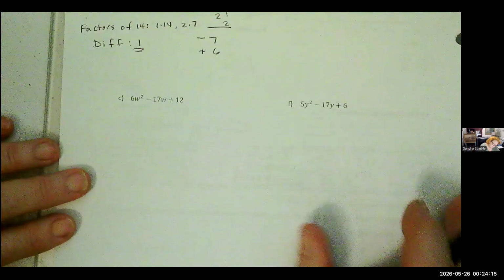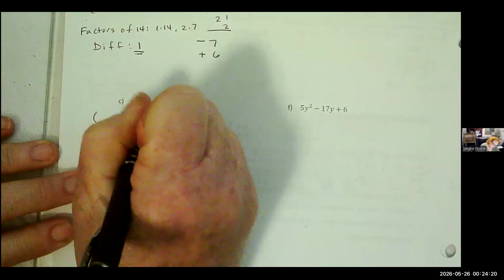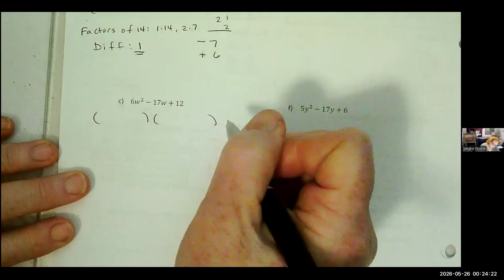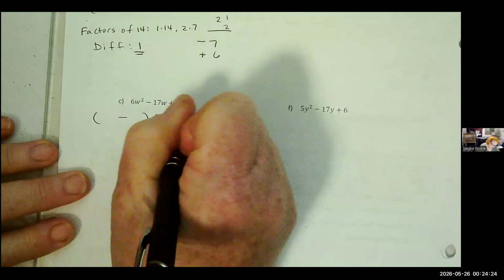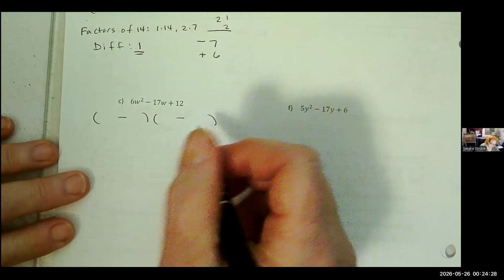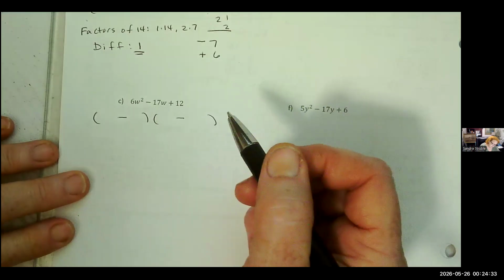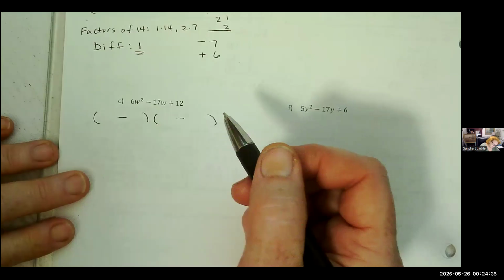Can't factor anything out. So parentheses. Both are negative. I do know that. Now, I don't know if it's going to be, let's see if we can do the AC method here. So 6 times 12 is 72.